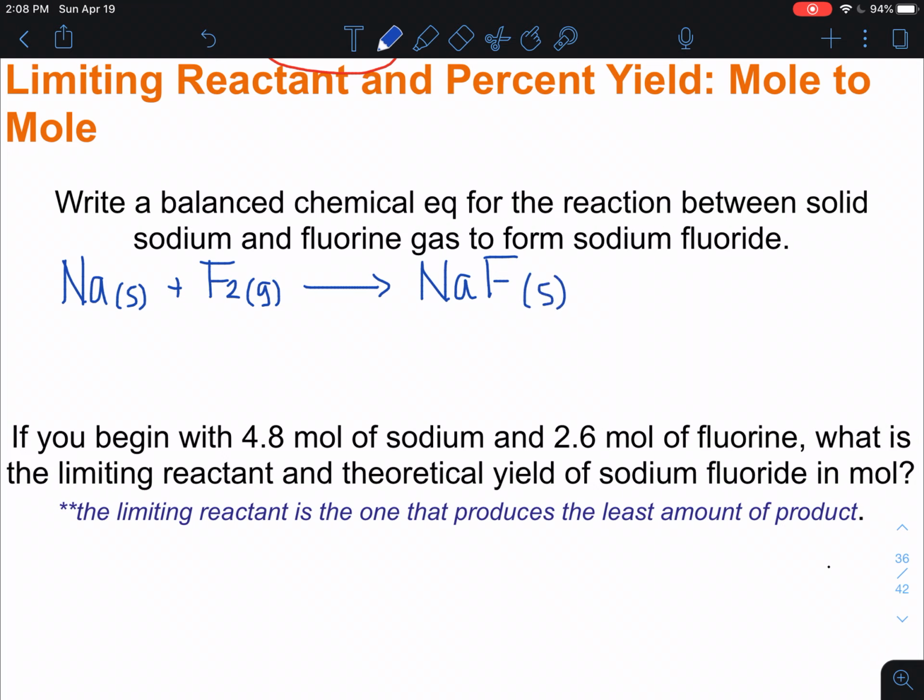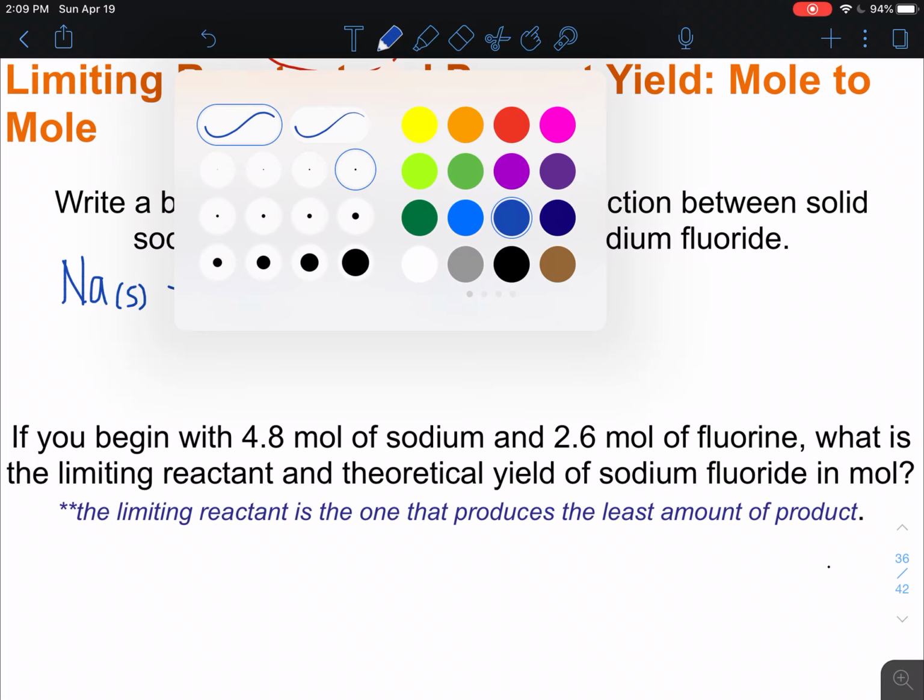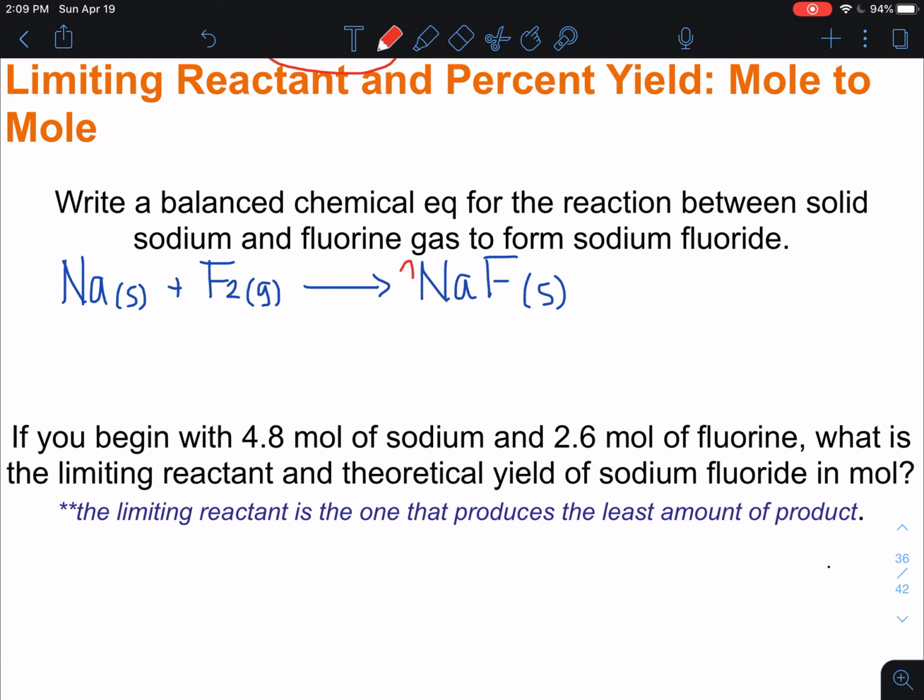Okay, so write a balanced chemical reaction. Is this balanced? The answer is no, because we have two fluorines here and we only have one here. So we're going to have to put a 2 there. And now, since we have two sodiums on the product side, we're going to have to put two sodiums on the reactant side. Now that is balanced.